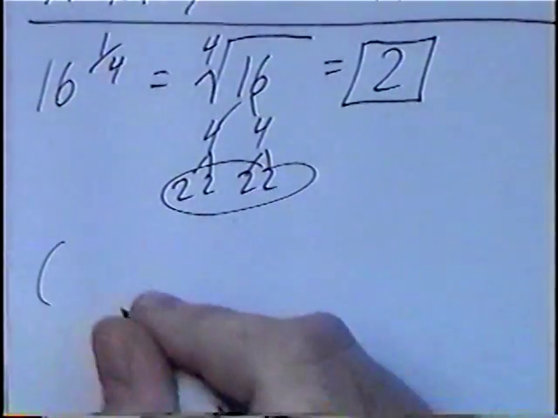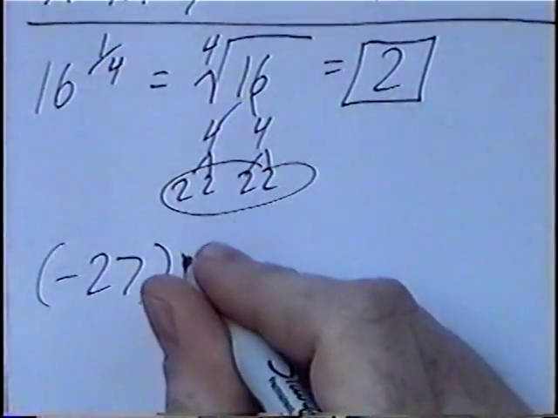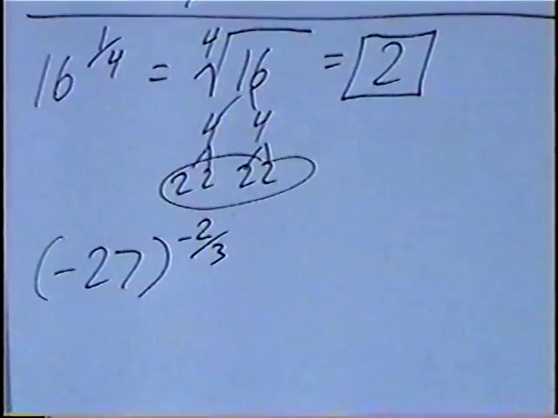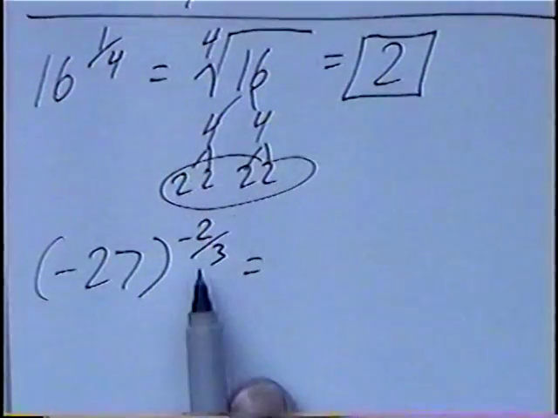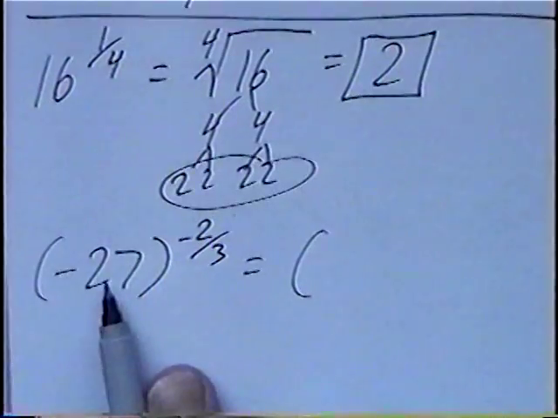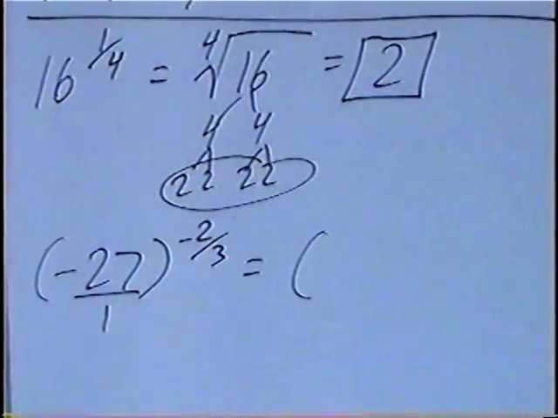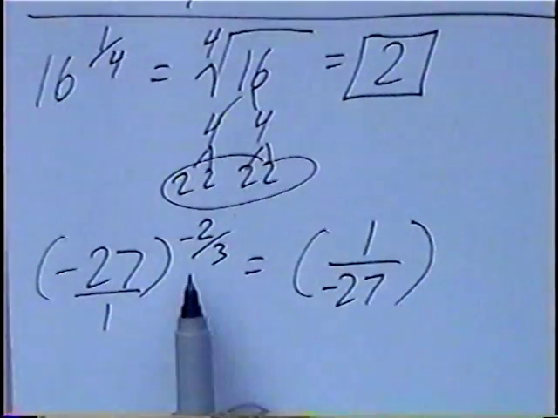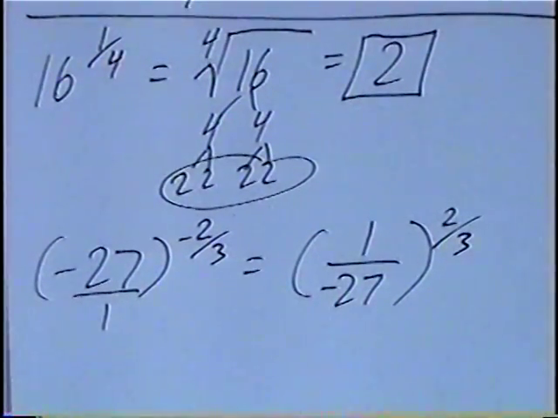Second question, in parentheses, negative 27 to the exponent of negative 2/3. Simplifying first, if we have a negative exponent, if you remember from previous sections, a negative exponent means we'll do the reciprocal. So a negative exponent instead of negative 27, if we do a reciprocal, writing this over 1, the reciprocal would be 1 over negative 27, and by doing the reciprocal, the exponent would change to a positive 2/3.